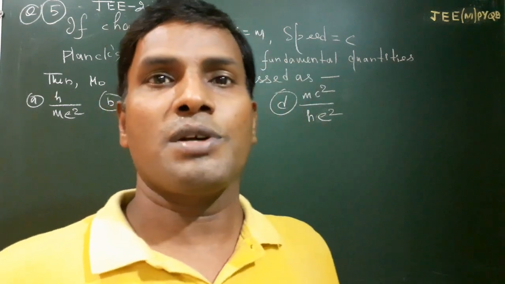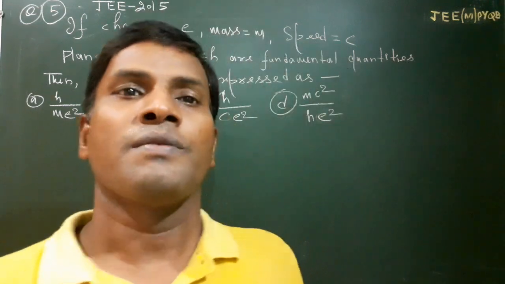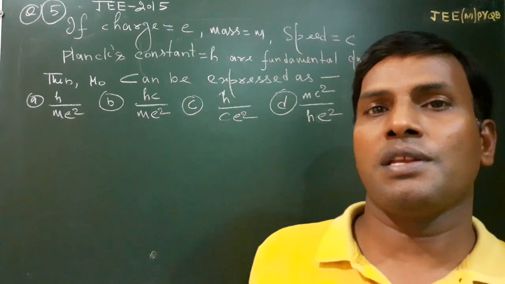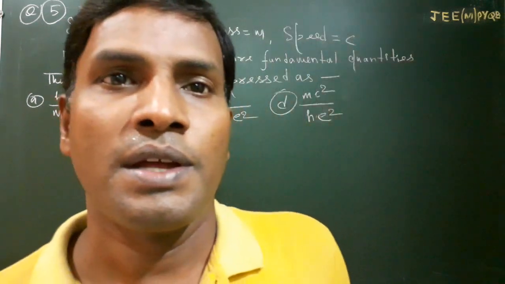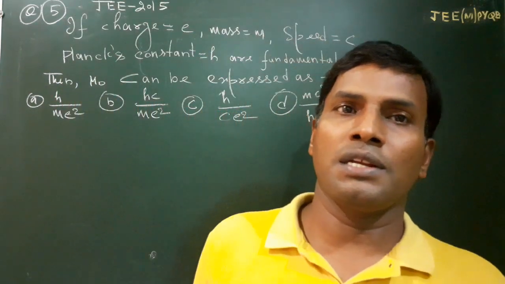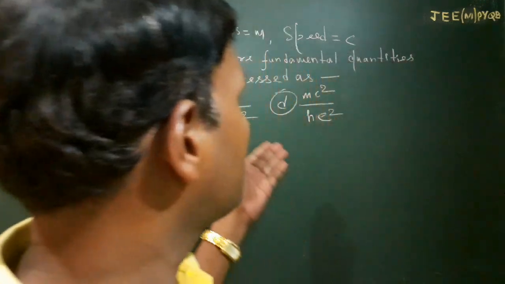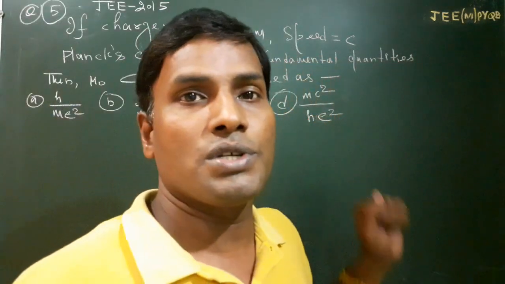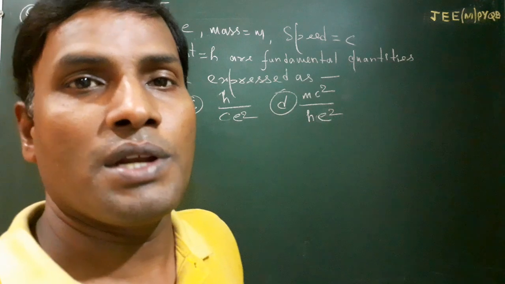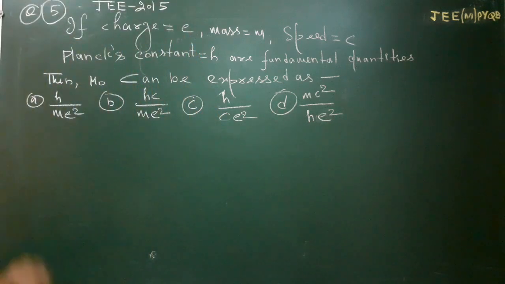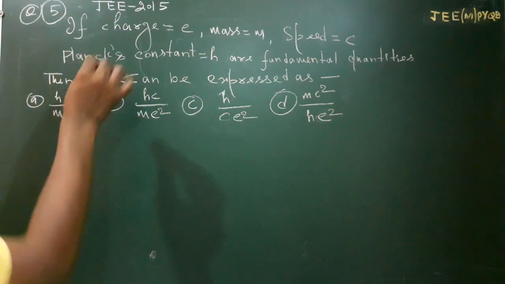The dimension of LHS must be equal to the dimension of RHS. A similar question has been seen in a previous year, the latest year 2019, where it was asked. Now in 2015 the same pattern question has been asked. So this is a very important question. See how we can solve it.